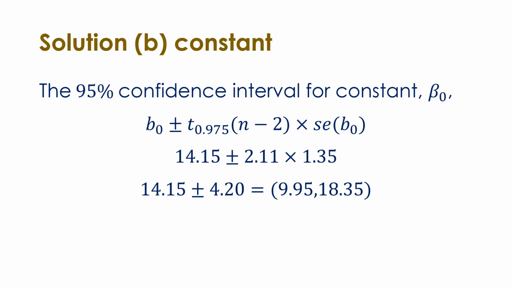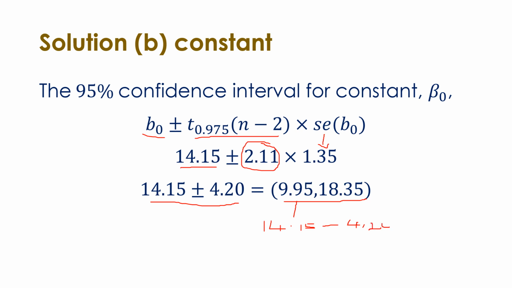The 95% confidence interval for the constant is going to be given by this, and then you substitute this one, which is going to be 2.11, and this is going to be 1.35. This is what we computed when we estimated. So simplifying here and then separating the signs, this is what you get. This one here is 14.15, and you subtract 4.2. And this one here is 14.15, and you add 4.2. That is how you get the lower limit and the upper limit.